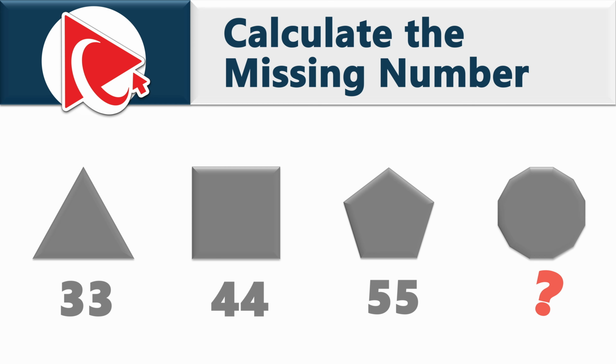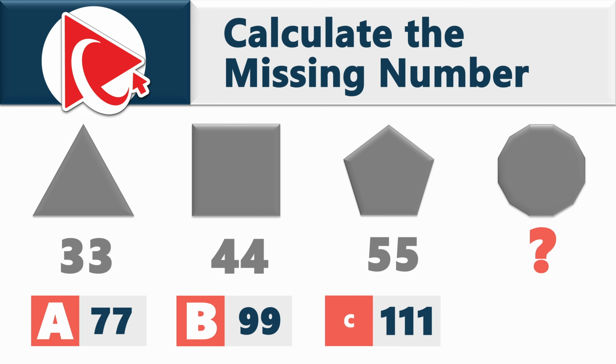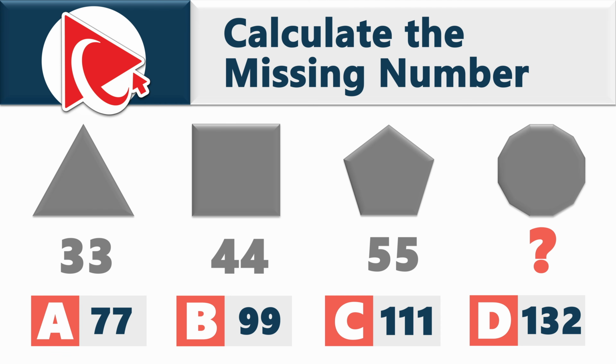You need to calculate and select the missing number out of 4 possible choices. Choice A, 77. Choice B, 99. Choice C, 111. And last but not least, choice D, 132.